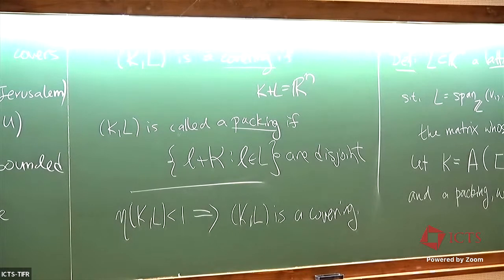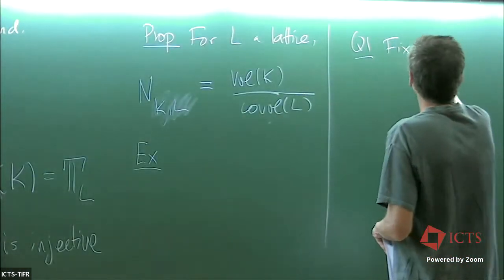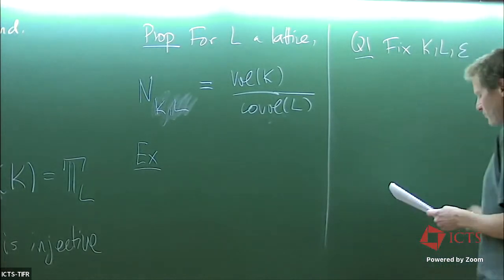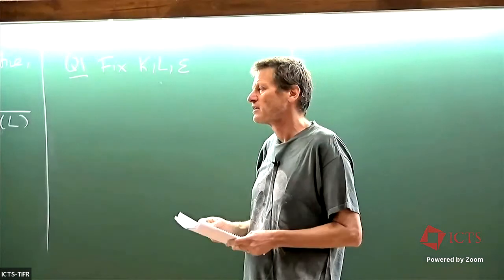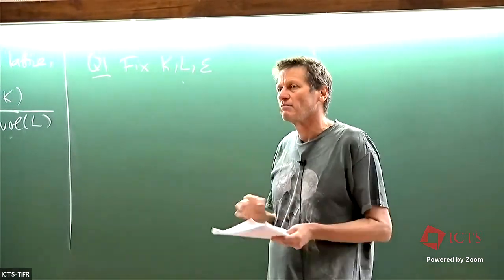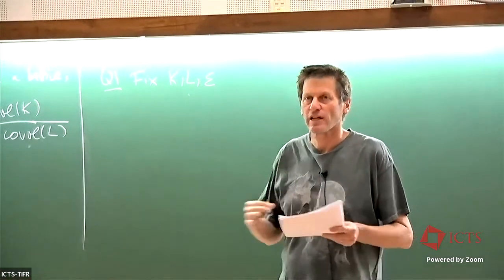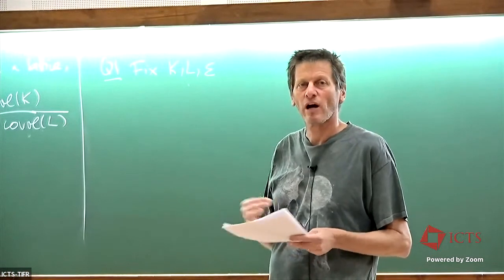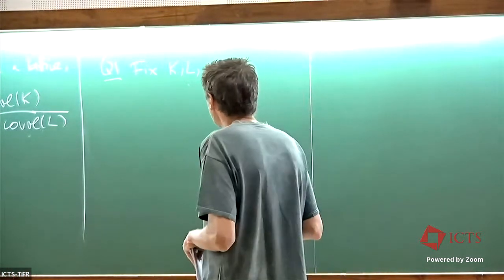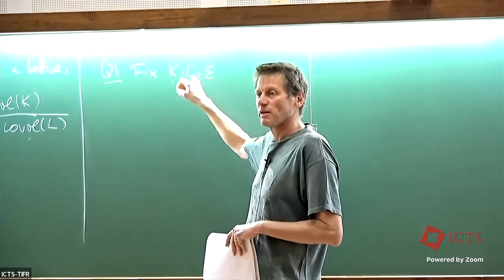So question 1, we fix these three numbers, k, l, and epsilon. So now it might be that the covering or the system of translates covers with uniformity epsilon, and it might be that it doesn't. If it doesn't, we might dilate k, make k larger, and as it gets larger, it's going to cover space more and more smoothly. And we want to know how large do we have to make k to make the cover smooth?